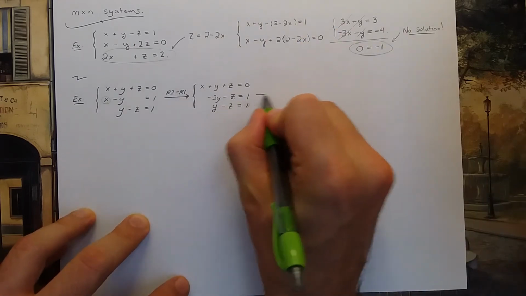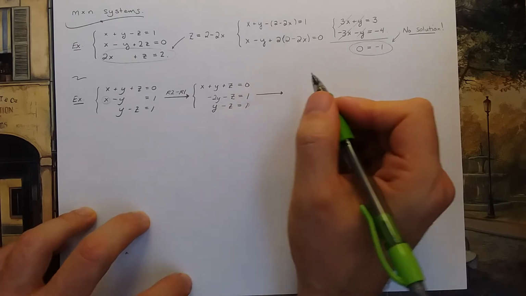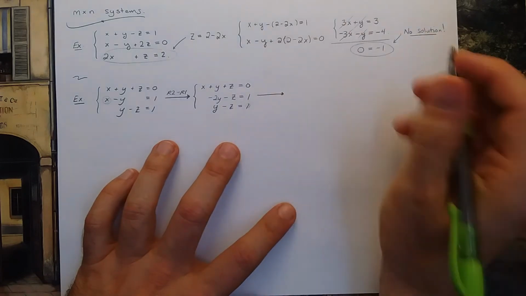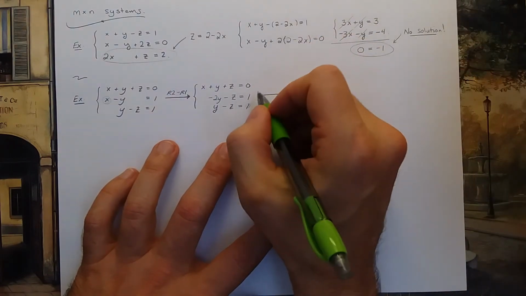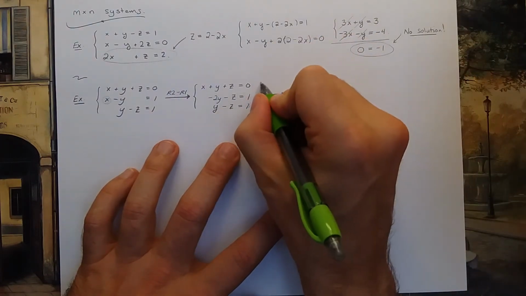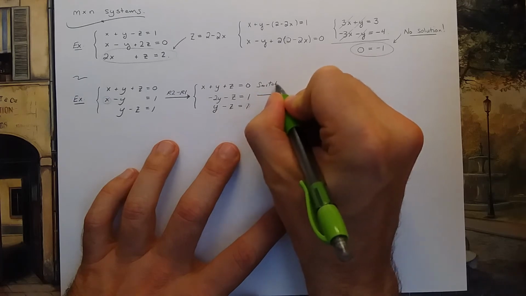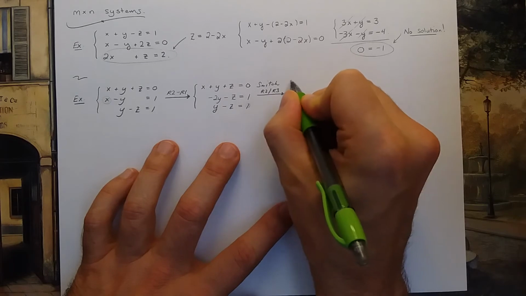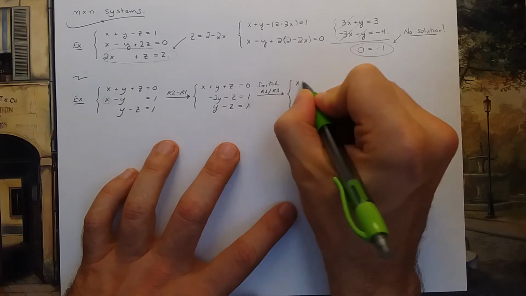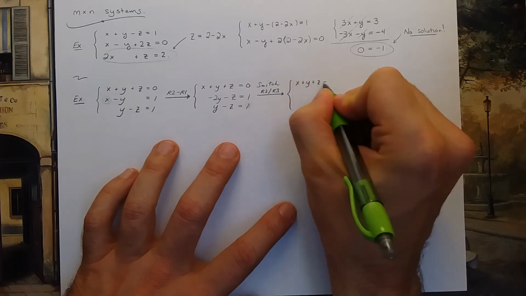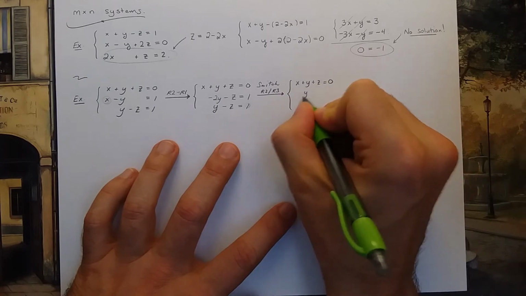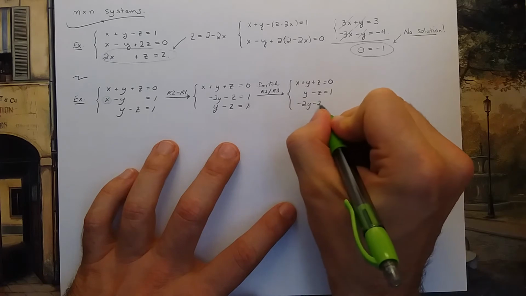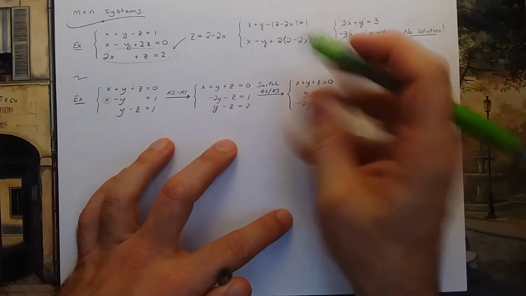Next, I'll give you an example of another row operation that you could perform. You can actually switch the order of rows if you want to. And I feel like I want to now. So I'm going to switch the row 2 and row 3 positions. So I'm going to swap where they are and write x plus y plus z is equal to 0, y minus z is equal to 1, and negative 2y minus z is equal to 1.